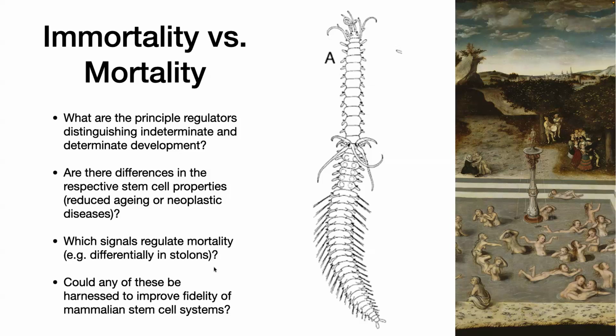Then we have these systems in which there is a clear separation. There is one lineage that is destined to die and the other is not. Which signals actually regulate mortality, what makes a stolon different from the anterior part of these stolonizing worms, and could any of these differences be harnessed to sort of improve the fidelity of mammalian stem cell systems or even rejuvenate some of the mammalian systems?